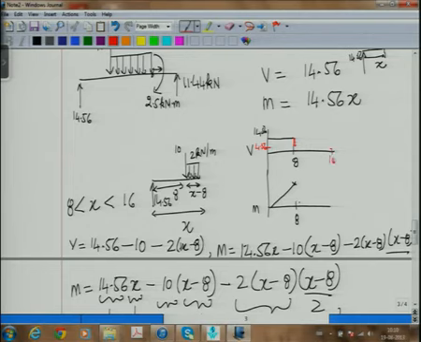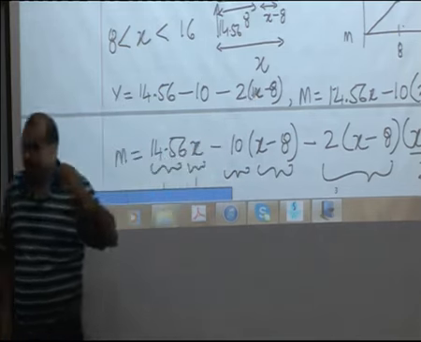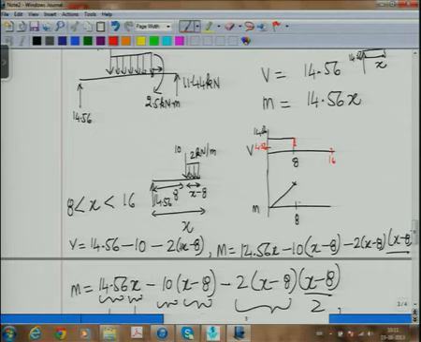Now I know I have come down minus 10. That means I have come to this point at 4.56. Now at x is equal to 16, in this formula I will plug in the value of x is equal to 16. It comes out to be minus 11.44. It is not a magical figure because that was the reaction at the other end, and eventually everything has to balance. So this value is minus 11.44.